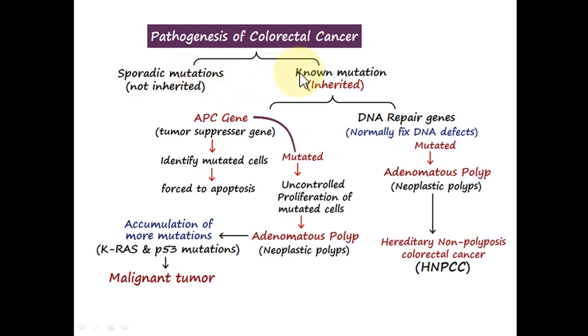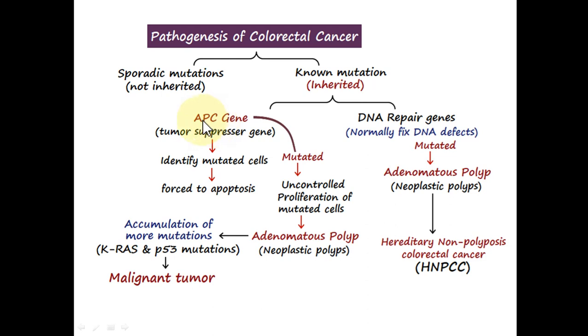On the other hand, there are some mutations that will lead to colorectal cancer, and they are known because these genetic mutations are inherited from the parents to the offspring. One important gene is the adenomatous polyposis coli gene, and this APC gene is actually a tumor suppressor gene. The function of this APC gene is to identify mutated cells, and those mutated cells where DNA damage is beyond repair are forced to undergo apoptotic cell death. In this way, this APC gene normally prevents the mutated cells from dividing.